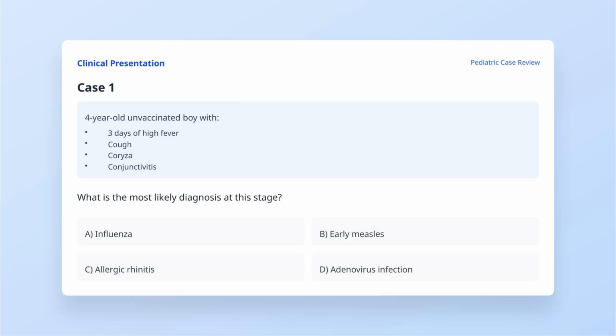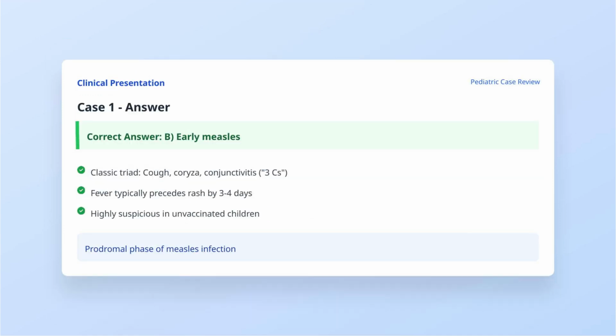A 4-year-old unvaccinated boy presents with 3 days of high fever, cough, runny nose, and red, watery eyes. Based on these symptoms, what is the most likely diagnosis at this stage? Is it A, influenza, B, early measles, C, allergic rhinitis, or D, adenovirus infection? The correct answer is B, early measles.